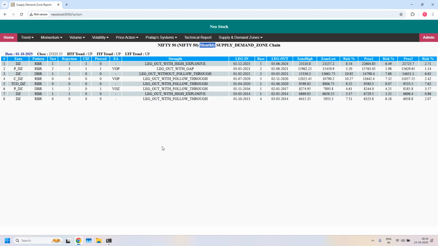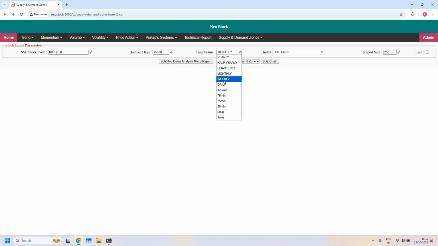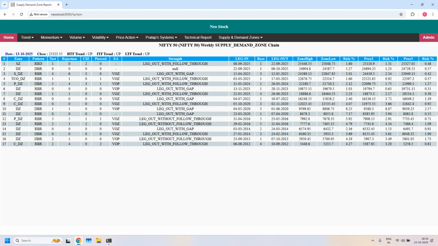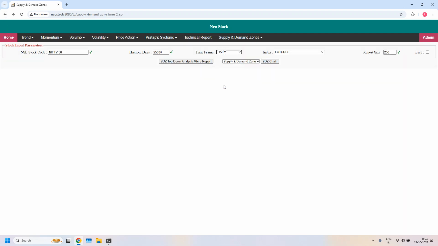And also don't forget to pause the video when you are moving from one report to another, because I am giving you very few seconds to watch the reports. So pause the video, study the report and then proceed to the next reports. Okay, next, generating a weekly supply demand zone chain for NIFTY. Next, generating a daily supply demand zone chain for NIFTY.